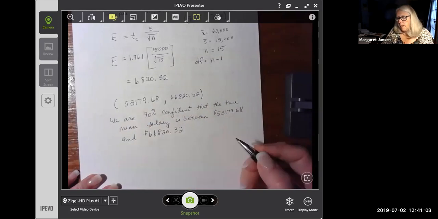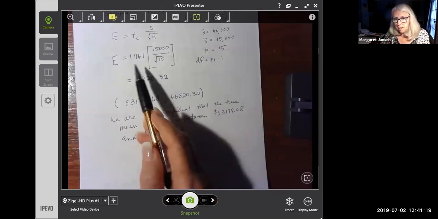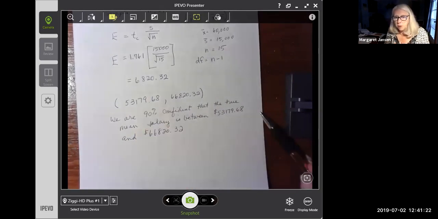Okay, so again, that statement of interpretation includes the two endpoints, but it also says how certain we are about that outcome, right? If we had wanted to be 95% confident, it would have changed this. And we know already that it has to have widened the range of numbers, right? Because the more confident you want to be, the wider that range of numbers is going to be.